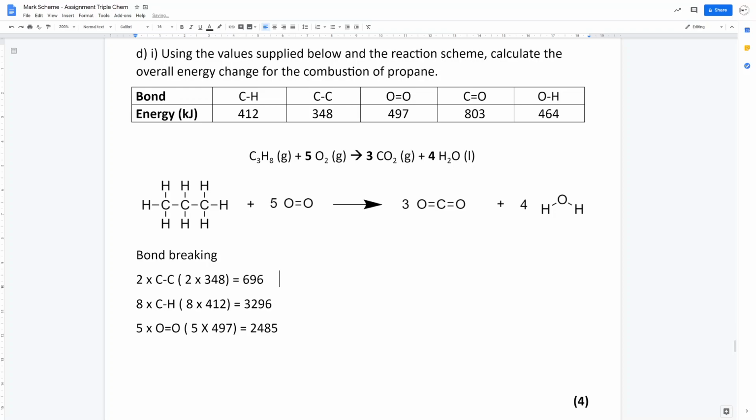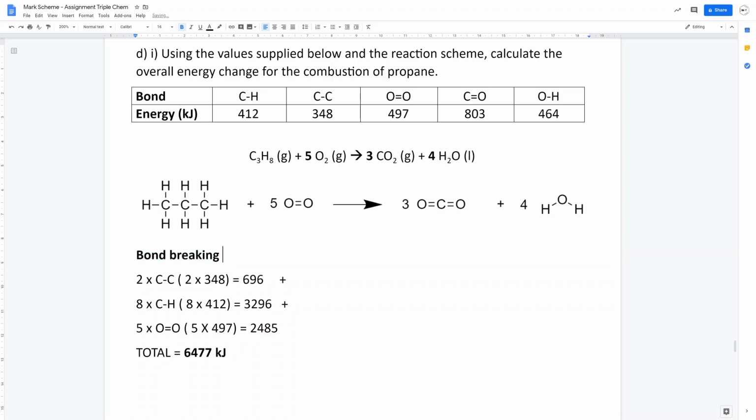So I'm going to do 696 plus 3,296 plus 2,485, and I'm going to add all those up, and I'm going to get this total. Hopefully I've got this right on the first take. Right, 6,477, and the units for that are kilojoules. Oh, lowercase k, caps lock on, there we go. Right, so there is my total for the bond breaking. Okay, you've got a mark for that. All right, so there's a total for the bond breaking.